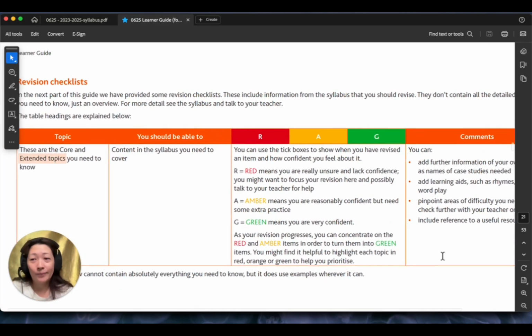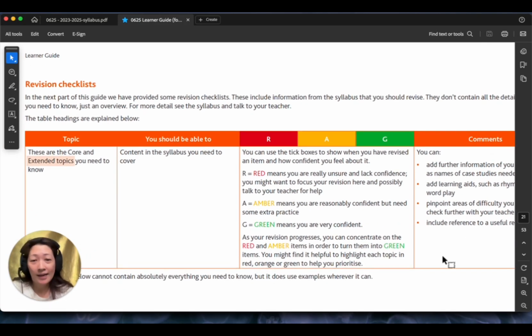So here you've got the revision checklist, and this uses the traffic light system. What is a traffic light system? For the traffic light, we have red, amber, green. Red means you're really unsure and lack confidence. So you might want to focus your revision here, possibly talk to your teacher for help. Amber means you're reasonably confident but need some extra practice. Green means you're very confident.